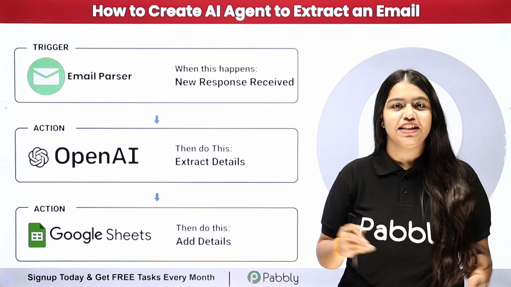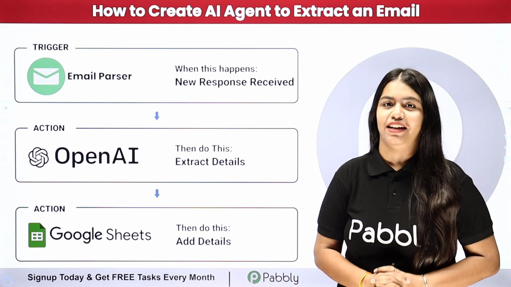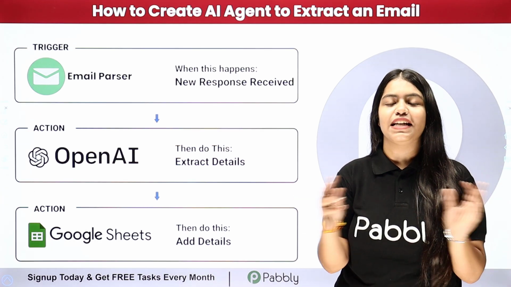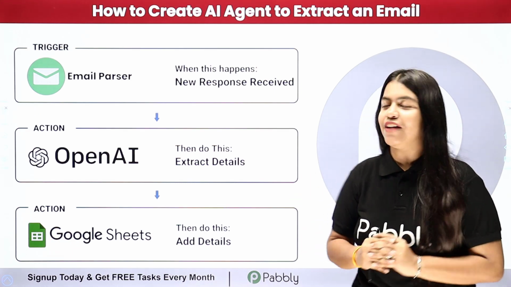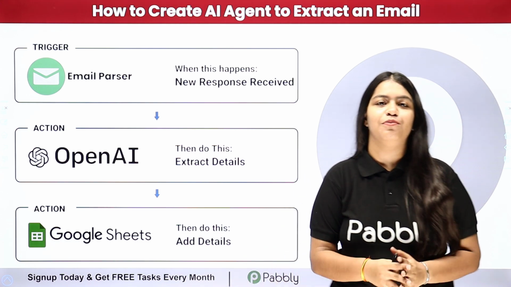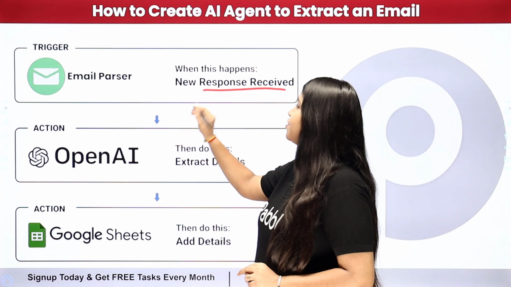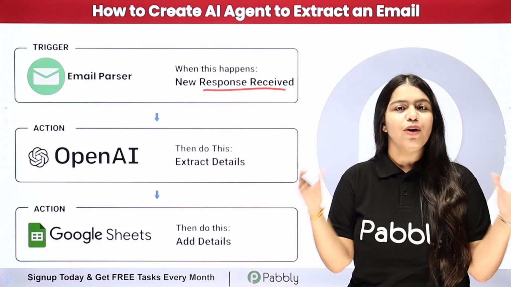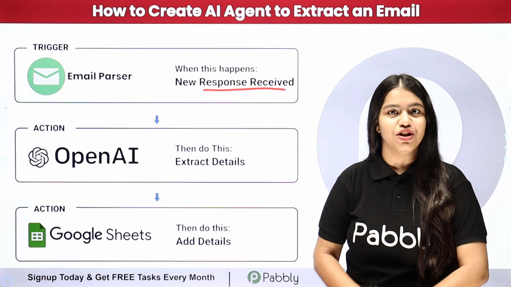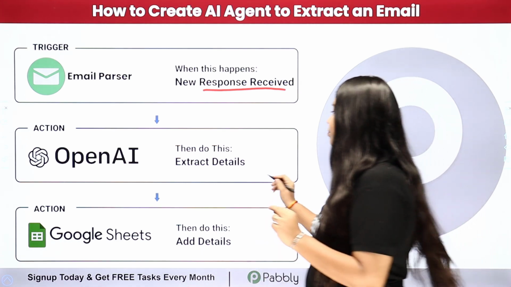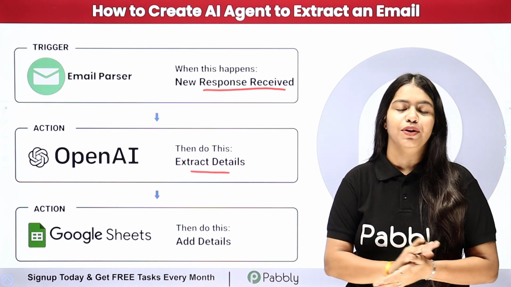So over here I'm running a tech company and we regularly receive leads and inquiries through email. But extracting the details from these emails is such a time-consuming task. So to save me some time, I've simply created this amazing automation where whenever a new response is received in my email parser, which is whenever I receive a new mail, automatically my AI agent is going to extract the details from this mail and further add those details, which are our lead details, into our Google Sheets.